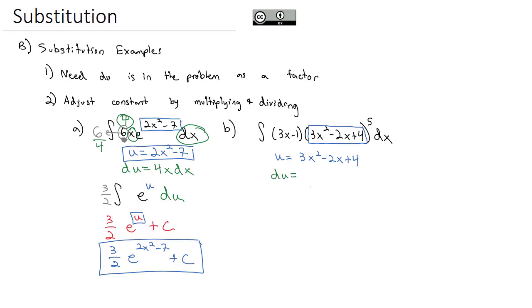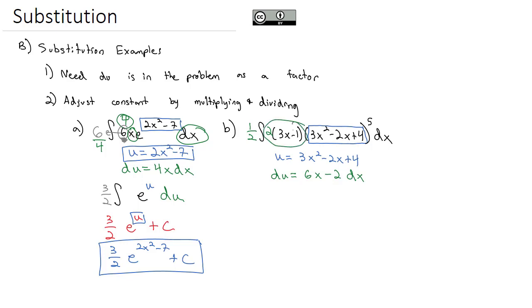Remember, my du needs to be in the problem as a factor. du is going to be the derivative, 6x minus 2 dx. Well, we don't have 6x minus 2. We have 3x minus 1. But notice what happens if I multiply that 3x minus 1 by 2. Distributing through would give me 6x minus 2. That's exactly what I need. But to stay balanced, if I multiplied by 2, I also have to divide by 2 on the outside.